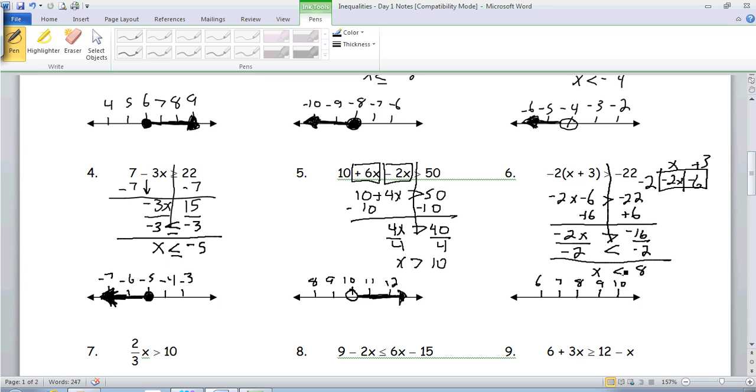I don't have an equal sign, it's just the less than. So I put an open circle, and then I make my line in the direction that it points. And put my arrow. If you're not putting your arrow on, you are not doing this correctly.